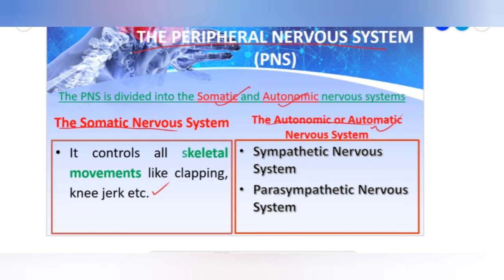Now if we come to the automatic or autonomic nervous system, it is the one that is responsible for regulation of the body metabolic activities. The autonomic nervous system is responsible for regulation of all body metabolic activities. It is divided into two. We have the sympathetic nervous system and the parasympathetic nervous system. The sympathetic nervous system is the one that is responsible for preparing the body for emergency.